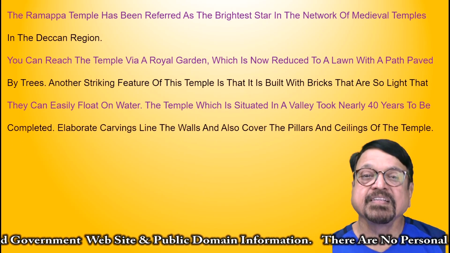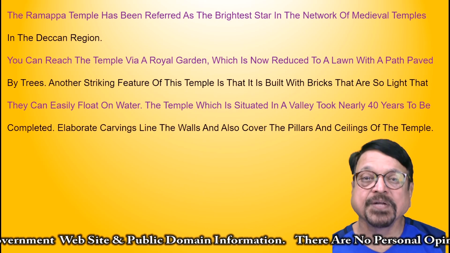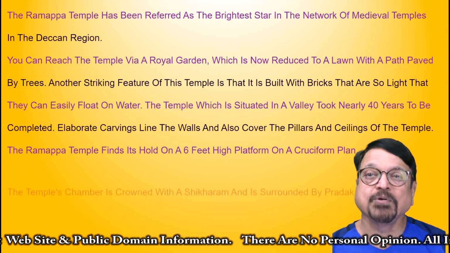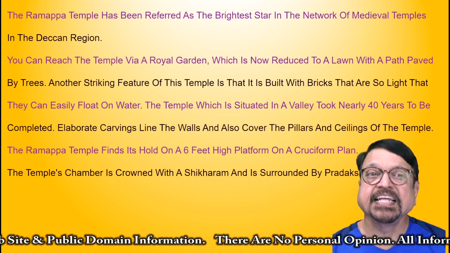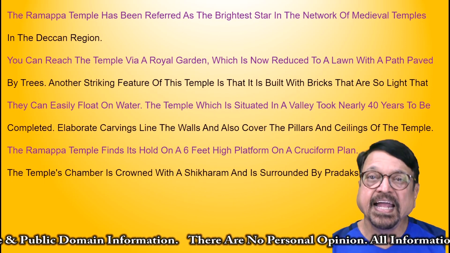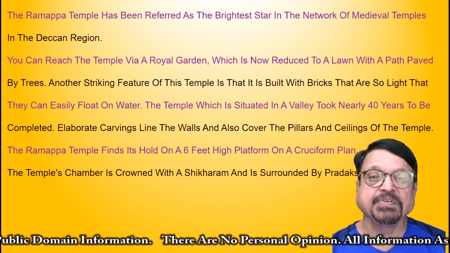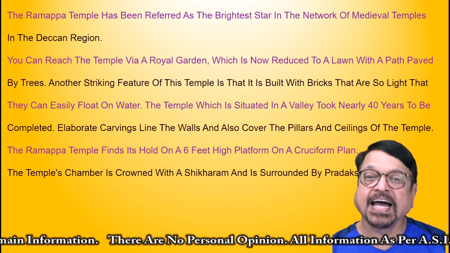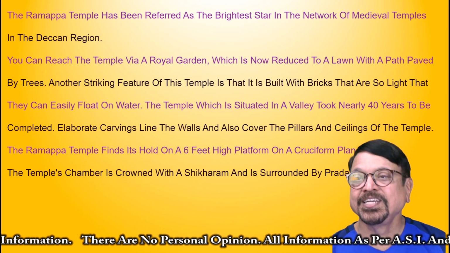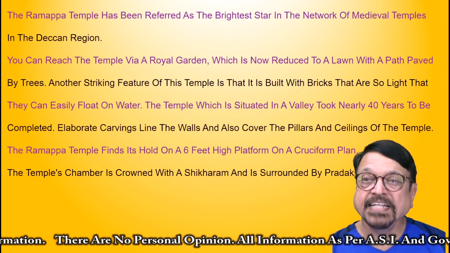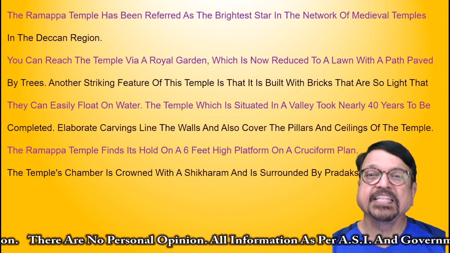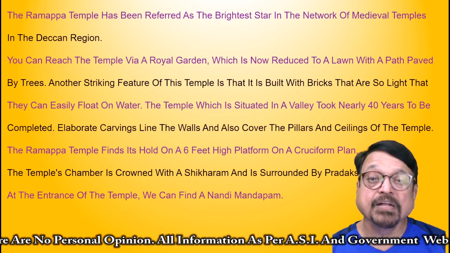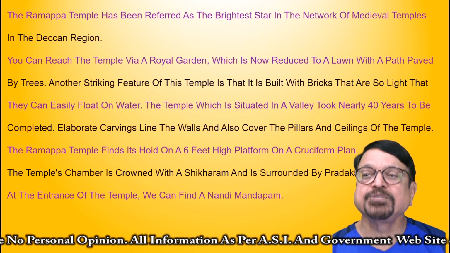And the speciality we have mentioned is about the bricks they used for the shikhara, which can float in water. They have demonstrated it. Then there is also a raised platform, 6 feet high, which is star shaped, again a peculiarity of the Hoysalas. The temple combines the crown with a shikharam and is surrounded by a Pradakshina Patha. All around the Pradakshina Patha you will see beautiful sculptures.